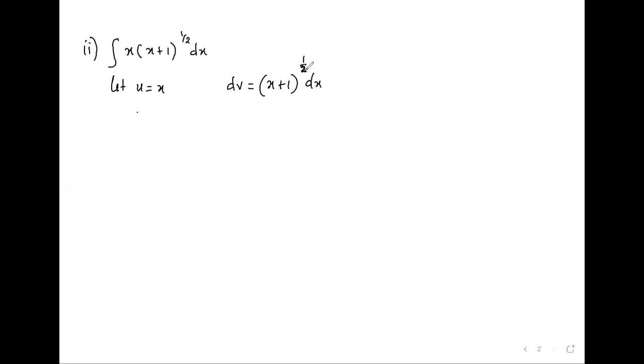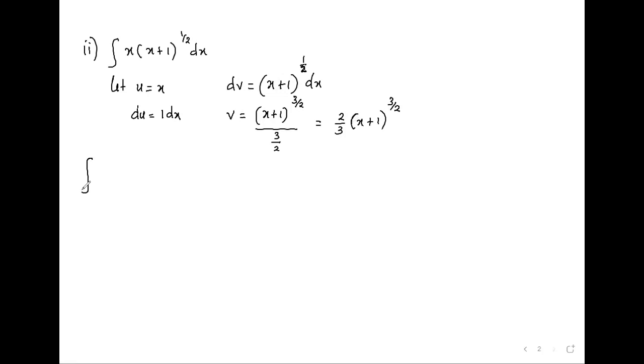You differentiate u. You get 1 multiplied by dx. You integrate dv. You integrate this, x plus 1. You add 1 to the power, you get 3 over 2, and then divide by 3 over 2. We may wish to write it as 2 over 3, and then x plus 1 to the power 3 over 2. Like that. That is v.